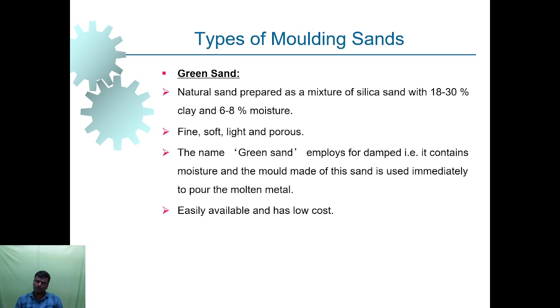And types of molding sand. In green sand, the natural sand is prepared as a mixture of silica sand with 18 to 30% of clay and 6 to 8% of moisture. Green sand is fine, soft, light and porous. The name green sand implies tempered. It contains moisture, and the mold made of this sand is used immediately to pour the molten metal. It is easily available and has low cost.